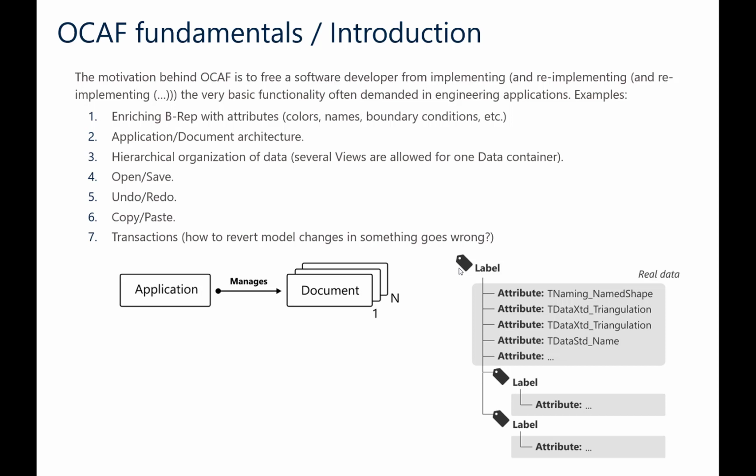A label and an attribute. And the role of a label is twofold. Its main role is to address your data in the hierarchy, and that basically means that the label is just a tree node. And its second role is to contain the attributes. And your real data is distributed by attributes.